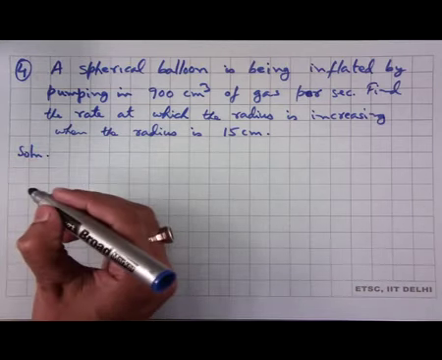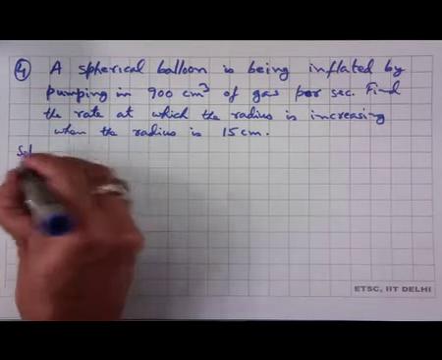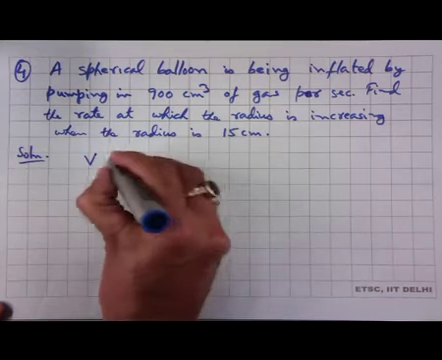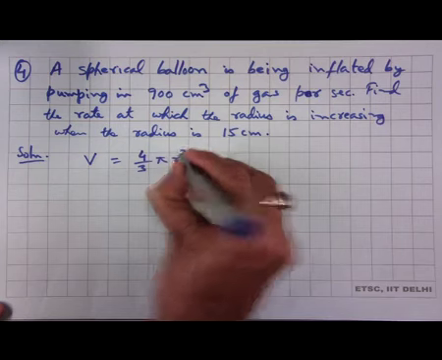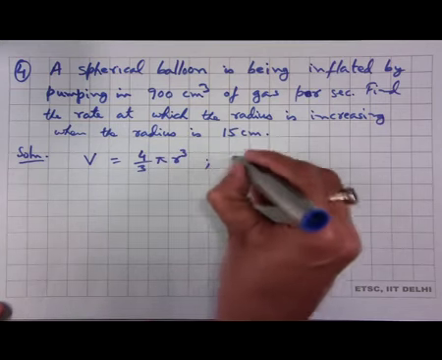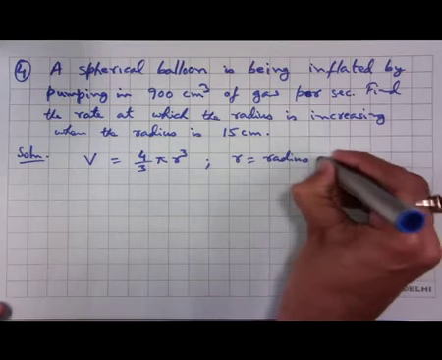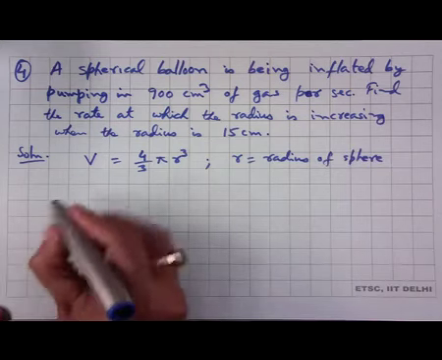So, what we have here is a sphere. The volume of the sphere is given by 4/3 pi r cubed, where r is the radius of the sphere and V is the volume.